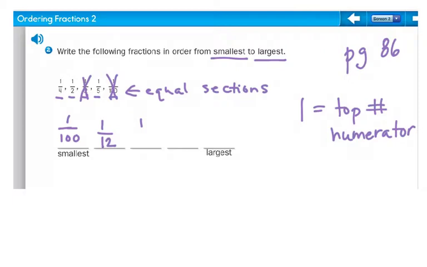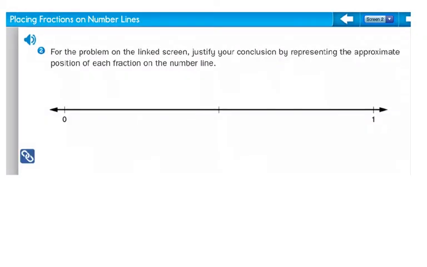Next, 1/5. Then the next smallest would be 1/4, into 4 equal pieces, and the largest one would be equal to 1/2. So I'm going to just write the fractions here. I'll put them in order in which we place them.